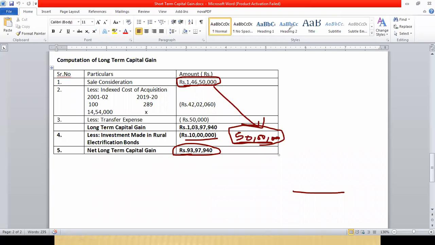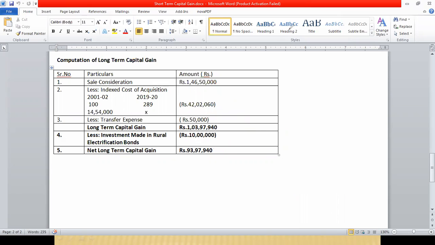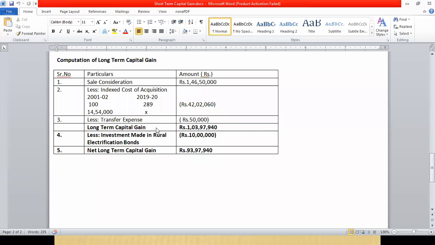Okay, so this is how you have to calculate the capital gains. Understood? This much, everybody. So today we are stopping here. One more illustration we will take on capital gain in the next class.